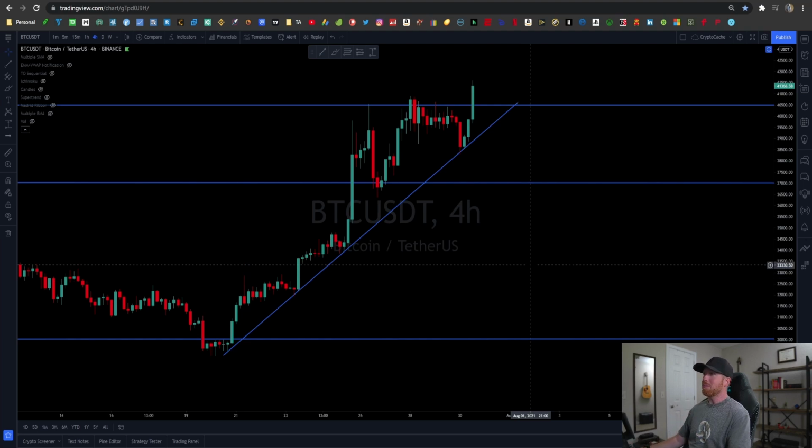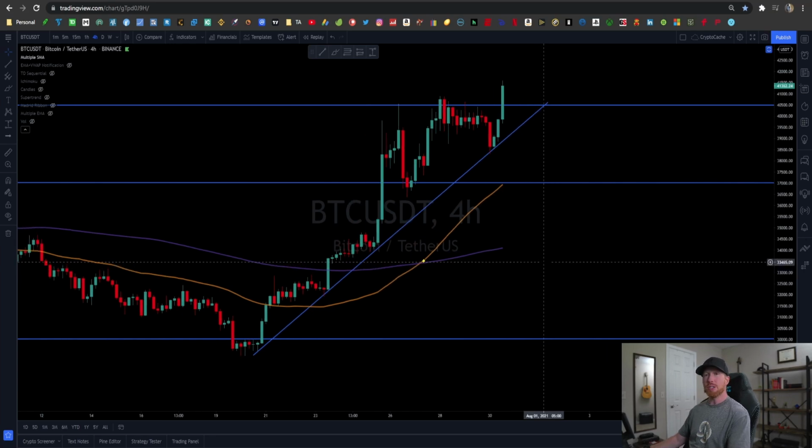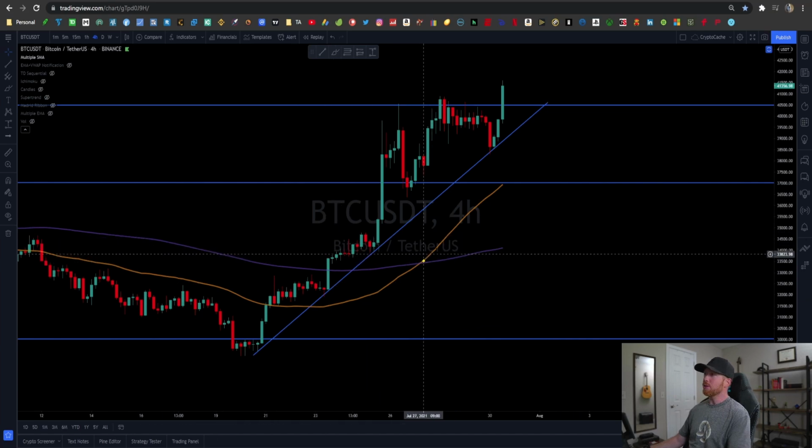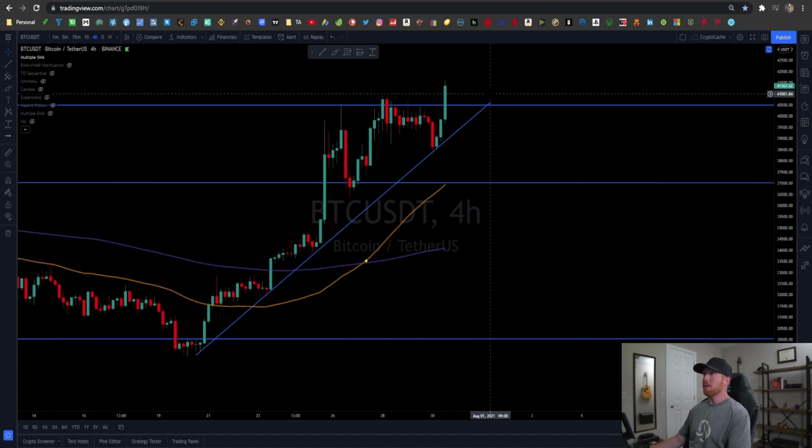But bottom line here is that the moving averages is what I utilize on the 4-hour chart. That's the simple moving averages. So basically there's a 200 and the 50. The 200 is this purple line here. The 50 is the orange line. And just note also that Bitcoin currently has major support and resistance levels.